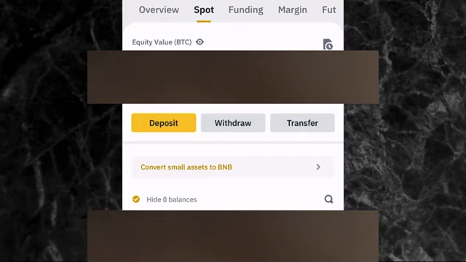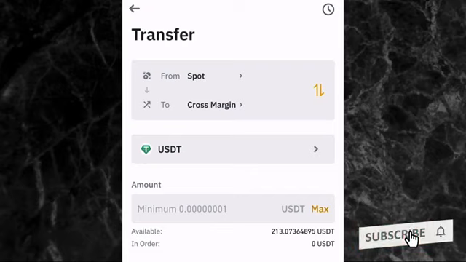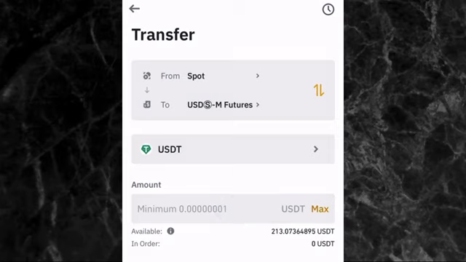So then once you have USDT, the next thing is to transfer it from your spot wallet to your futures wallet. So I'm going to tap on transfer where the arrow is pointing to, and then you are seeing from spot to cross margin. We are not transferring to cross margin, we are transferring to your futures wallet. So you tap on the cross margin, and then you pick where you have USDSM futures, where the arrow is pointing to. And then once you tap on it, the next thing is to select the coin you want to transfer, which is USDT. It's already in USDT there.